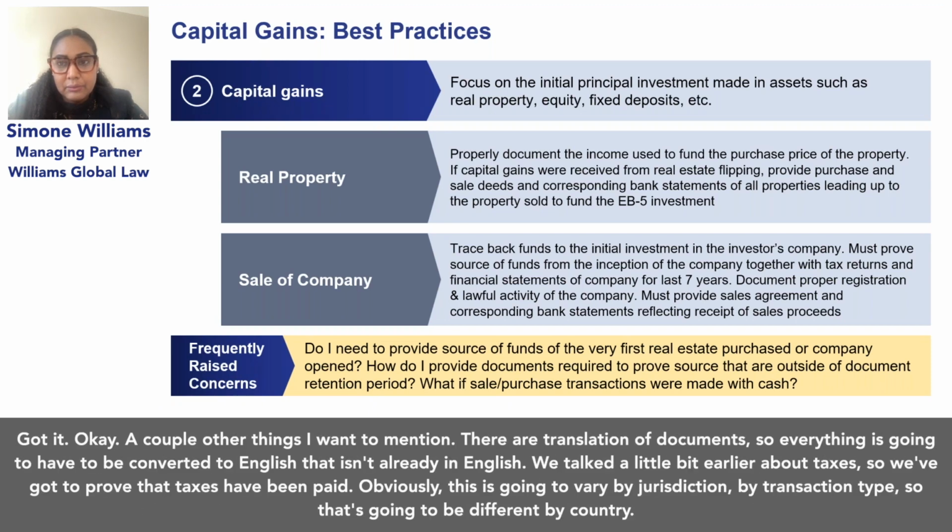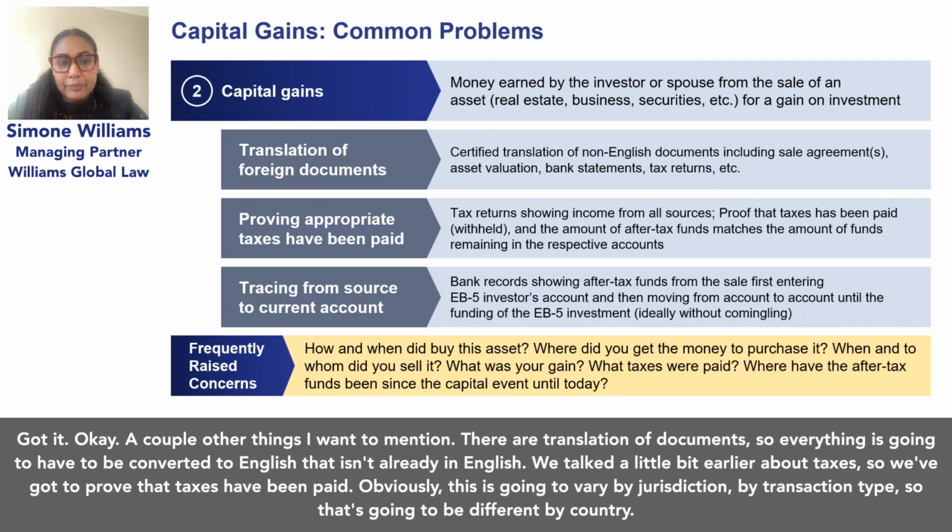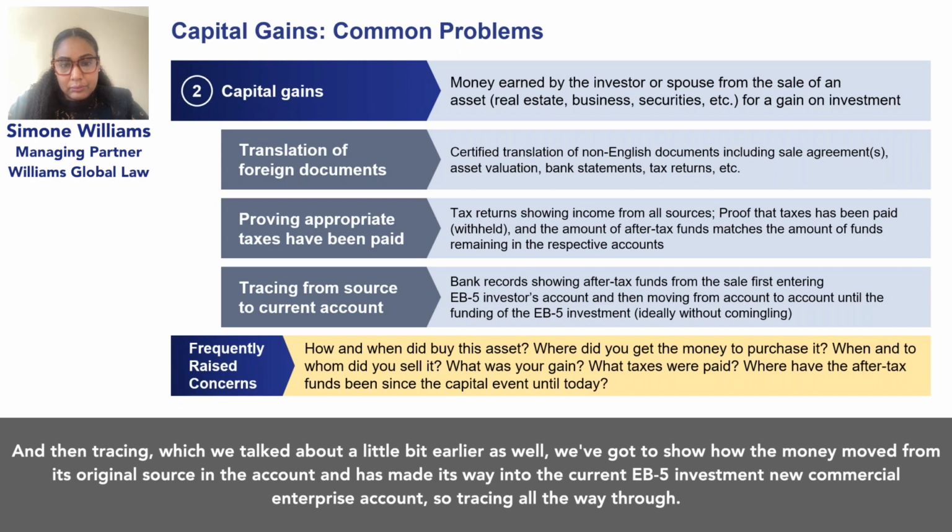Got it. Okay. A couple other things I want to mention there are translation of documents. Everything is going to have to be converted to English that isn't already in English. We talked a little bit earlier about taxes. We've got to prove that taxes have been paid. Obviously, this is going to vary by jurisdiction, by transaction type, so that's going to be different by country. And then tracing, which we talked about a little bit earlier as well. We've got to show how the money moved from its original source in the account and has made its way into the current EB-5 investment new commercial enterprise account. So tracing all the way through.